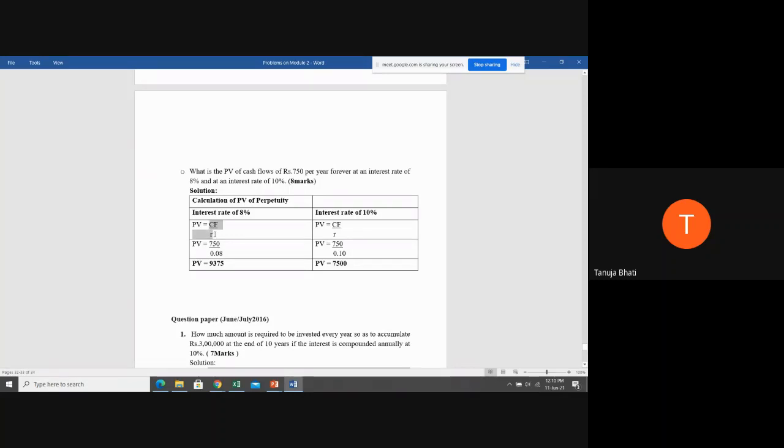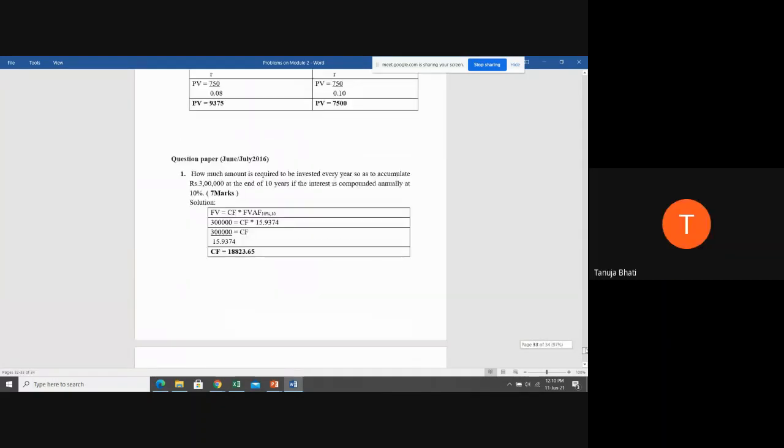What is the formula to find out the present value of perpetuity? It is cash flow divided by R. So cash flow is 750 per year divided by R, that is 8%. So the present value is 9,375. Similarly, at 10%, on the same lines, instead of R as 8%, you take R as 10%, you get the present value as 7,500. Now, is this particular problem clear to everyone? Yes, ma'am.